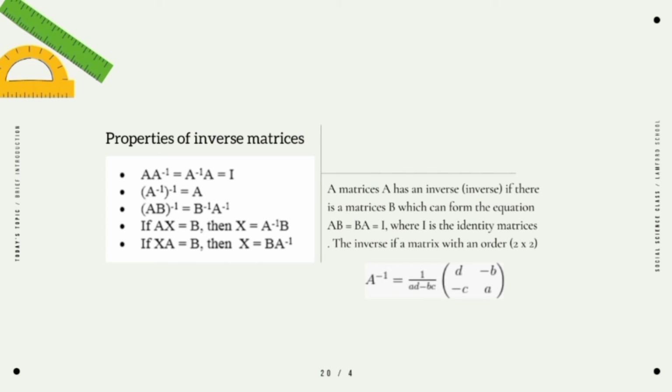Okay, next, the inverse matrix has properties. The properties of the inverse matrix are: number 1, E inverse equals E. Number 2, A inverse inverse equals A. Number 3, (AB) inverse equals B inverse times A inverse. Number 4, if A times X equals B, then X equals A inverse times B. And the last, if XA equals B, then X equals B times A inverse.